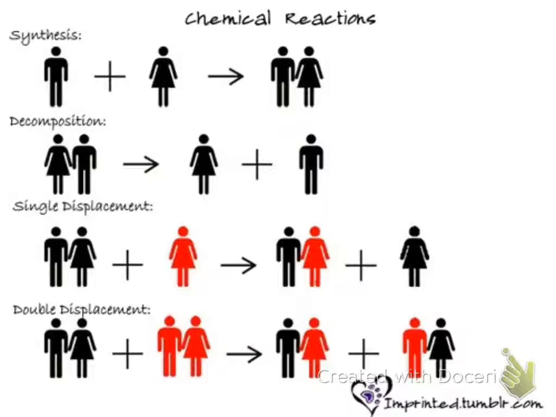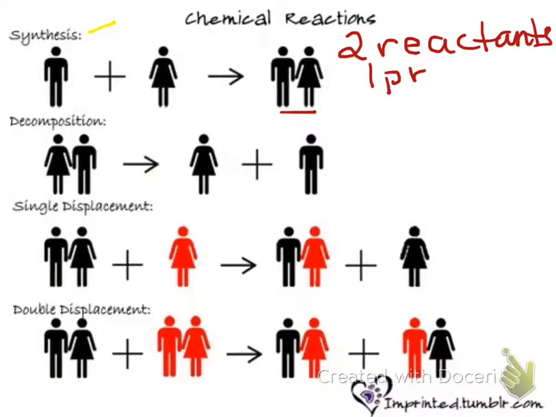The first type is synthesis, and we know that synthesis means to make. So in a synthesis reaction, we're combining 2 individual things, making one product in the end. So one of the key things I want you to think about in synthesis is there are always 2 reactants and always one product.